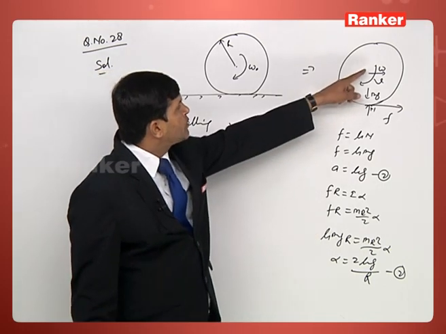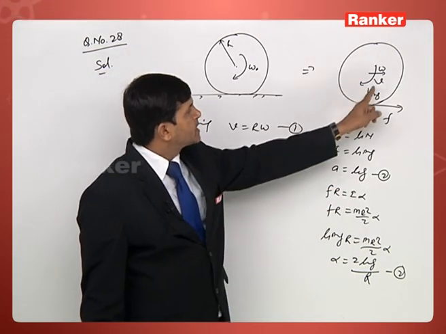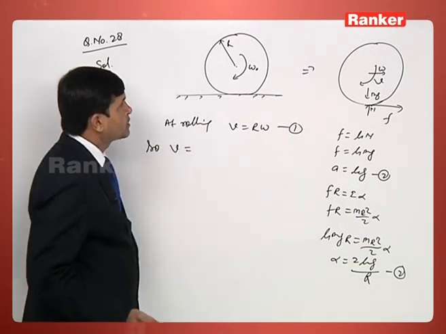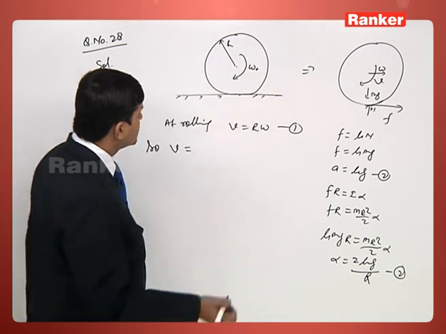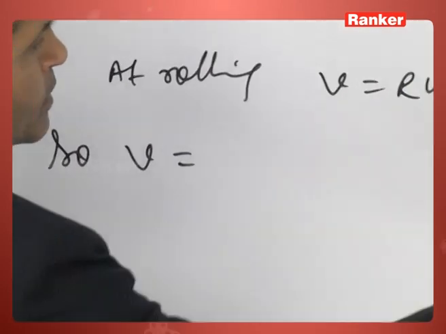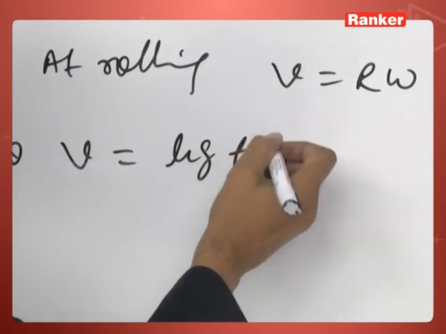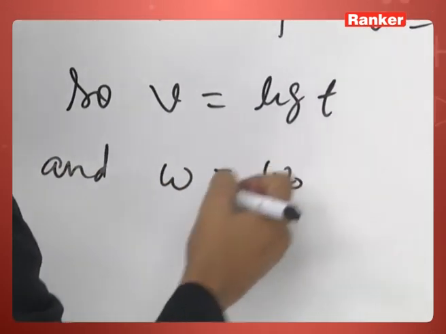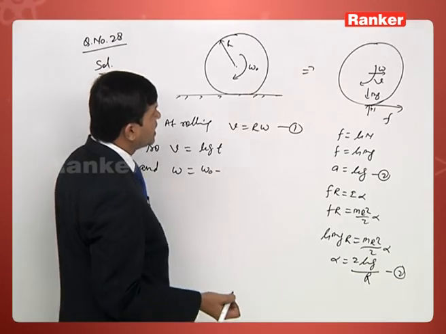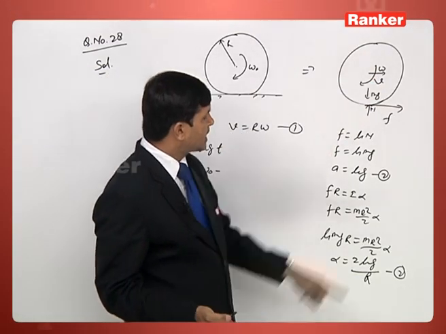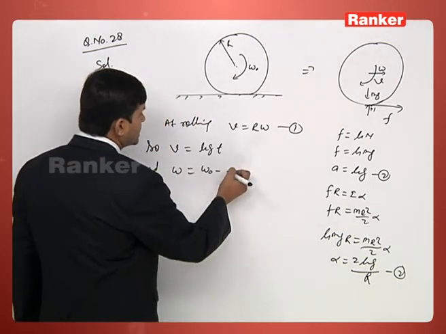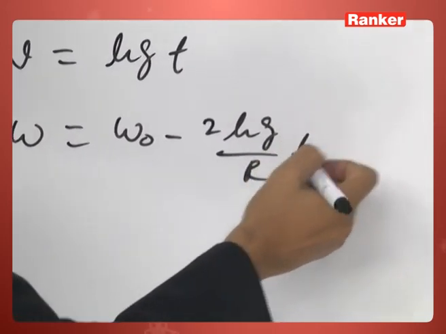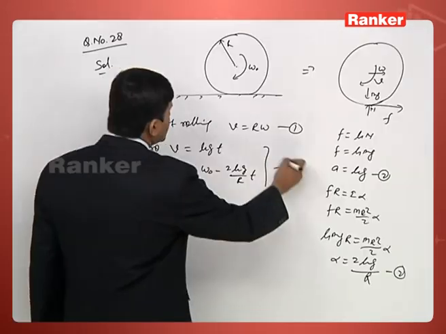What is the role of alpha? Alpha will decrease omega and a will increase V. So V is equal to u plus a t. There was no initial velocity, so u is 0. a is mu g, so V is mu g t. And omega is omega naught minus alpha t, because omega is decreasing. Alpha is 2 mu g by r, so omega is omega naught minus 2 mu g by r into t. This is equation number 3.